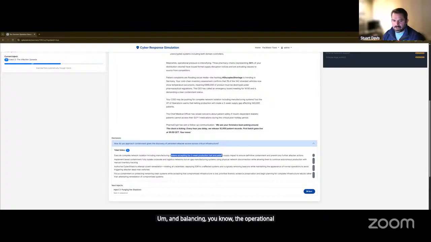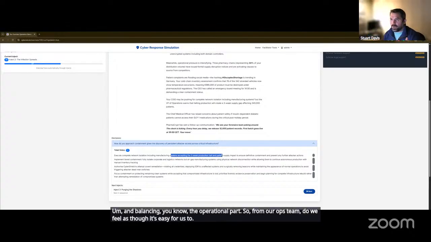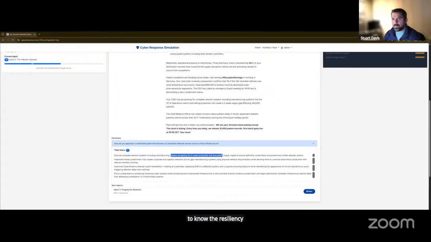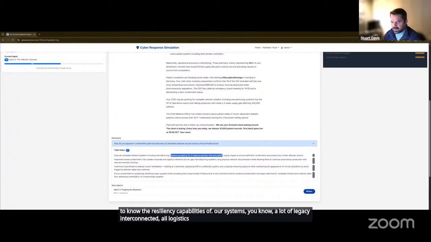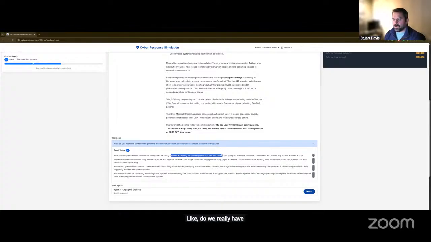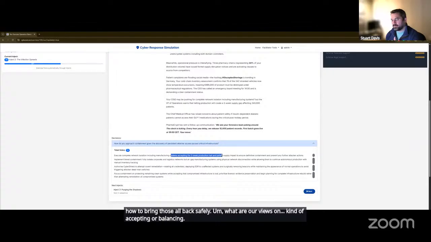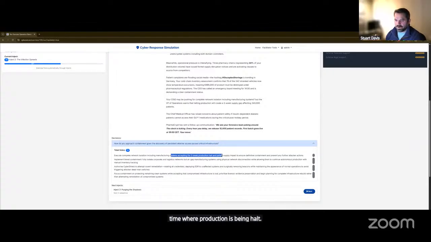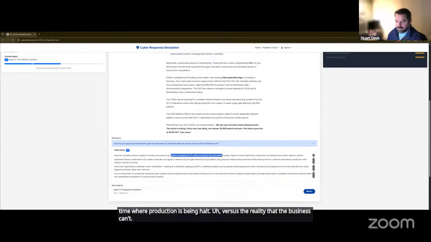the operational part. So from our ops team, do we feel as though it's easy for us to know the resiliency capabilities of our systems? A lot of legacy, interconnected, all logistics, different vendors. Do we really have the confidence to know if we start shutting down or having to rebuild systems that we know how to bring those all back safely? What are our views on accepting or balancing time where production is being halted, versus the reality that the business can't tolerate after a point?